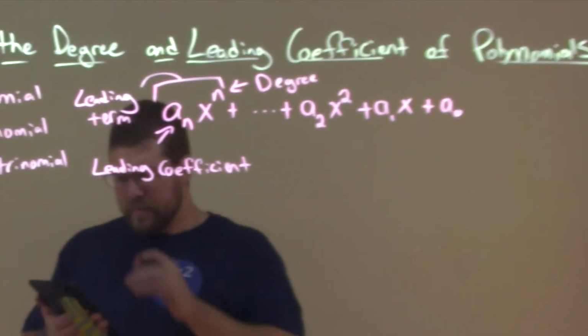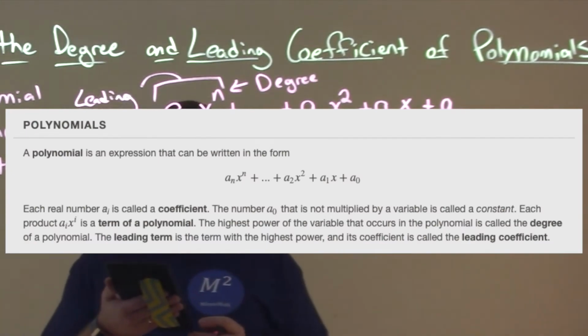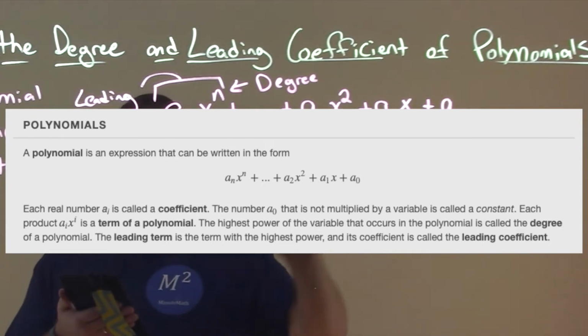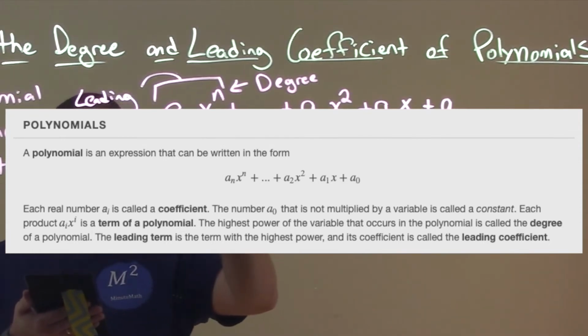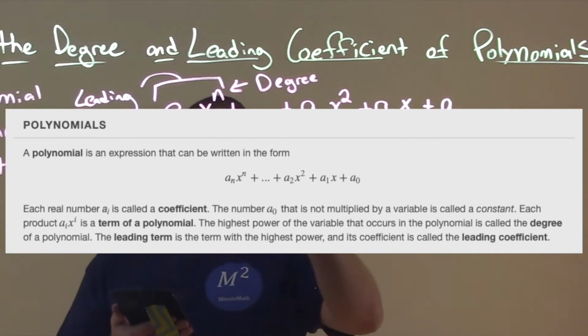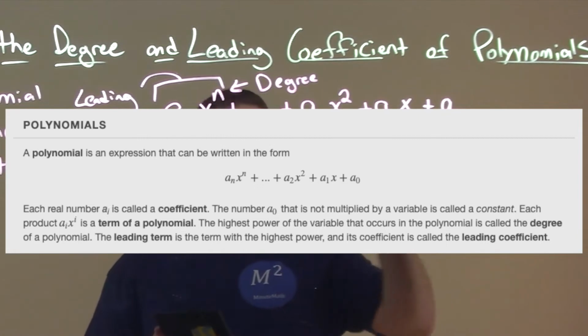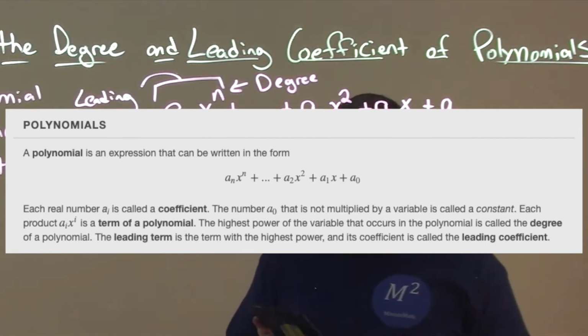So, a little definition here for polynomials. A polynomial is an expression that can be written in the form as such right here. a sub n x to the nth power plus dot dot dot plus a sub 2 x to the second power plus a sub 1 x to the first power, essentially, plus a sub 0.